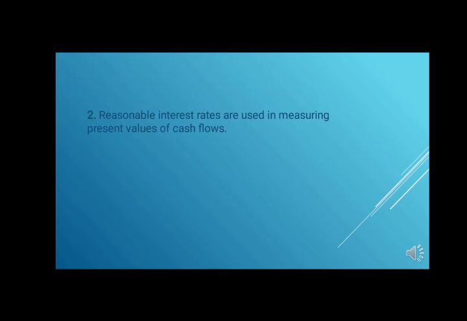Number 2, reasonable interest rates are used in measuring present value of cash flows. Present value, also known as present discounted value, is the value on a given date of a payment or series of payments made at other times. If the payments are in the future, they are discounted to reflect the time value of money and other factors such as investment risk. If they are in the past, their values are correspondingly enhanced to reflect those payments that have been earning interest in the intervening time.